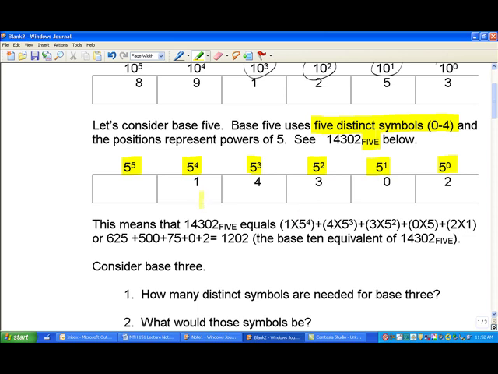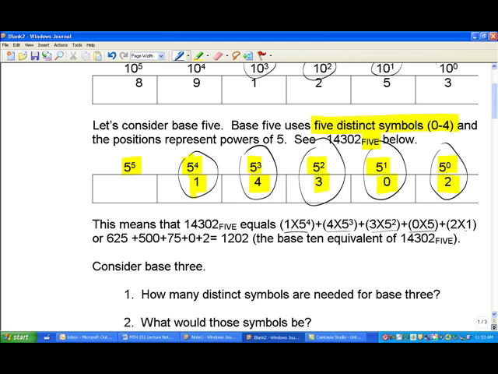So if we look at this number, 14302 in base 5, notice I'm not reading that as 14,302, because when I say thousands and hundreds, that's base 10. So 14302 base 5. What it means is we have 1 5 to the 4th, we have 4 5 to the 3rds, 3 5 squares, 0 5s, and remember 5 to the 0 is 1, so we have 2 1s.